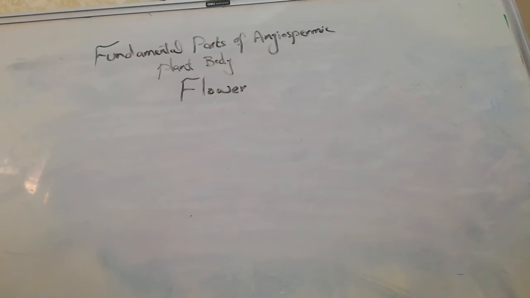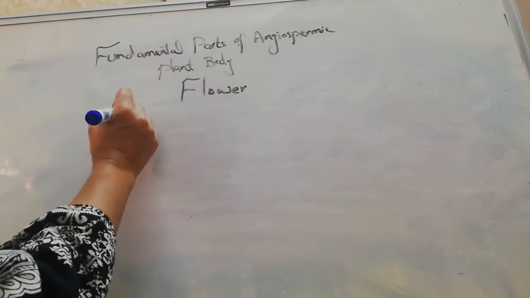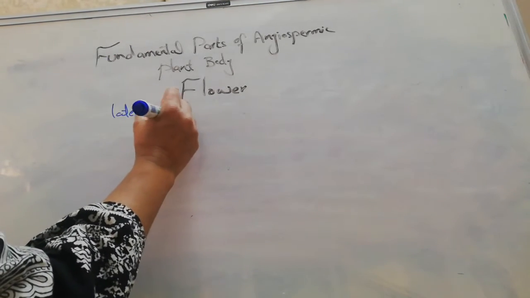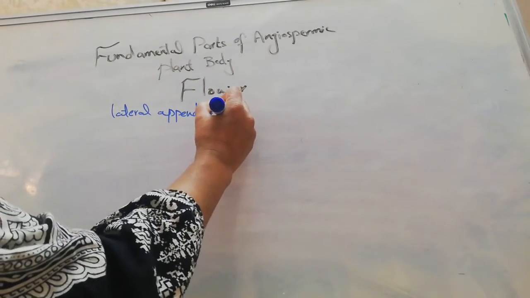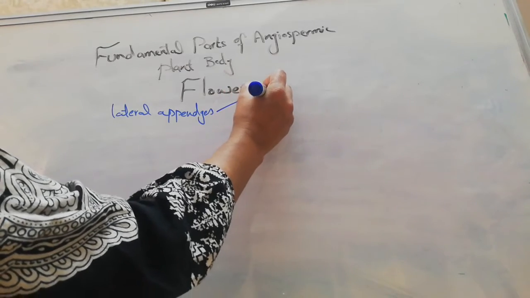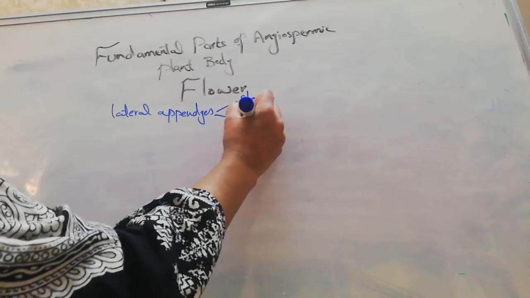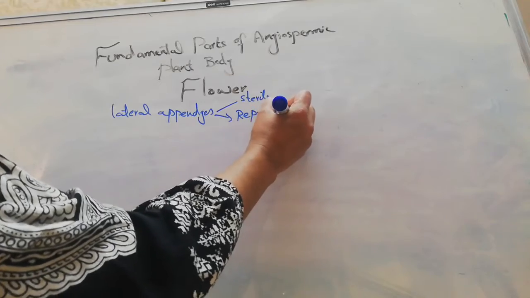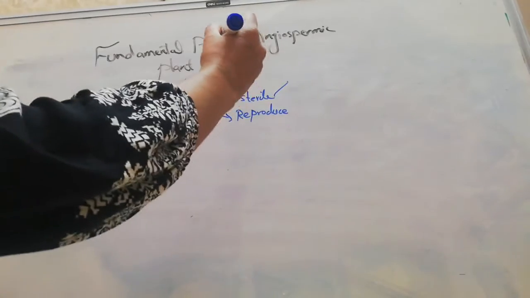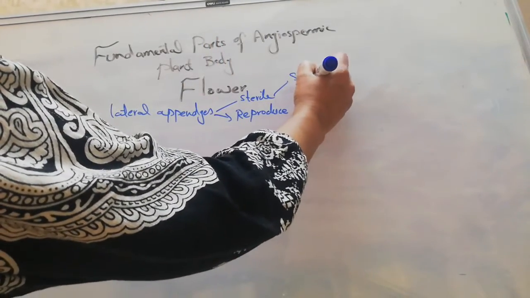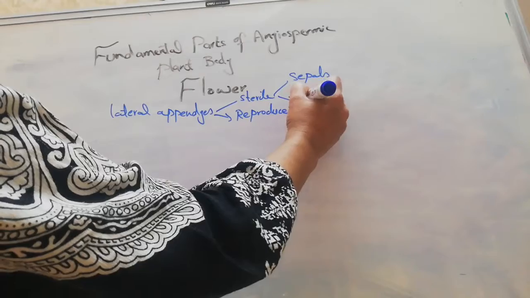Now we will discuss the various parts of the flower. As we have discussed earlier, a flower has lateral appendages that could be sterile or reproductive. First of all, we will discuss the sterile appendages, which include sepals and petals.